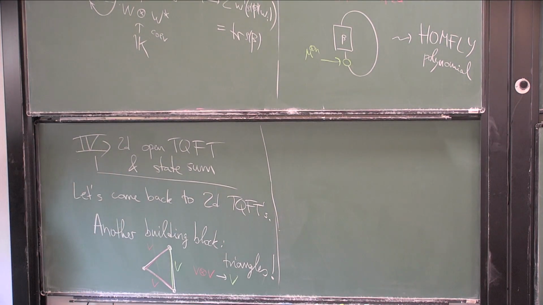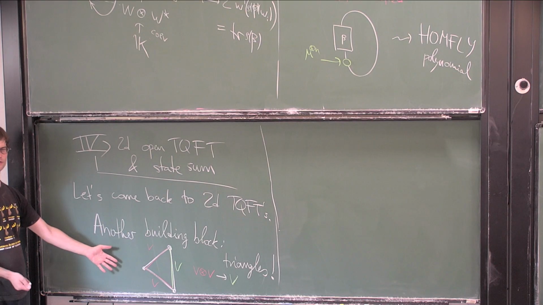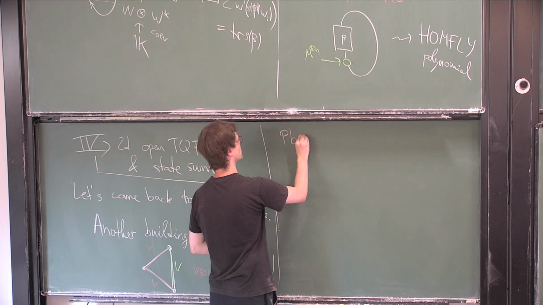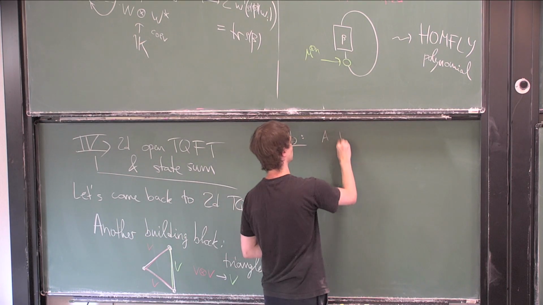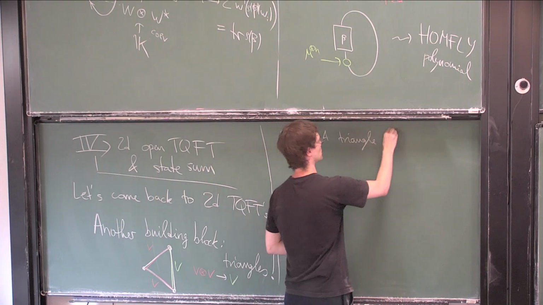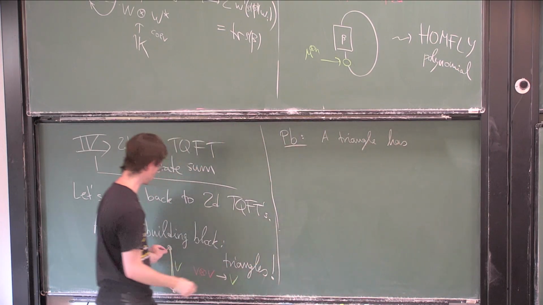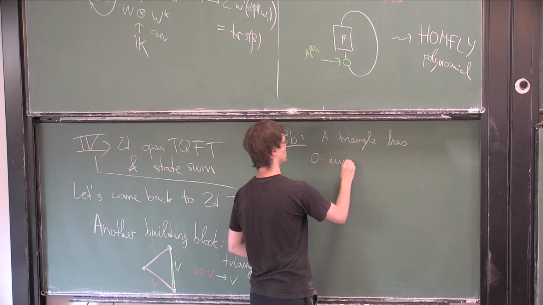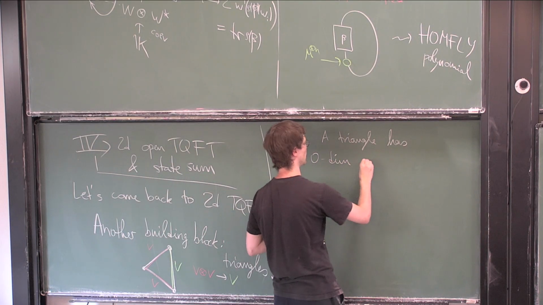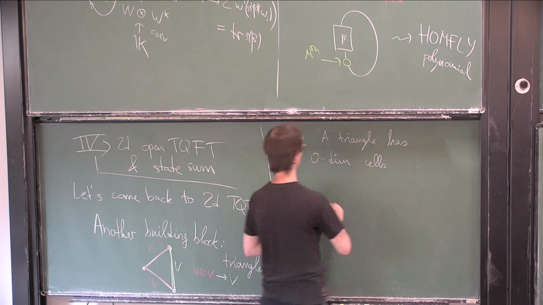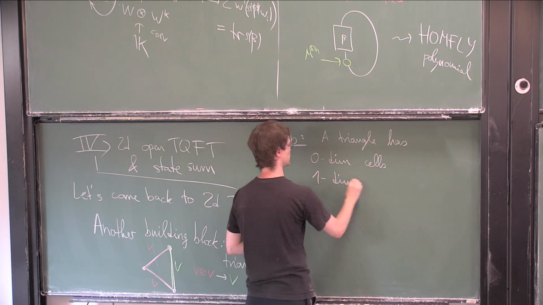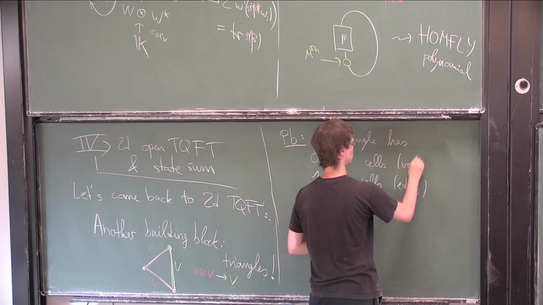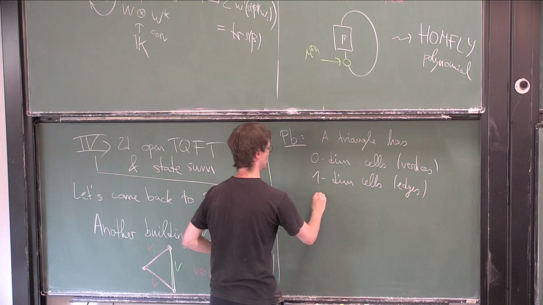But now you should maybe first ask, well, what's the triangle actually? A triangle is not really a manifold, right? So the problem is that a triangle has zero-dimensional cells, points, vertices, one-dimensional cells, edges, and, well, a two-dimensional face.